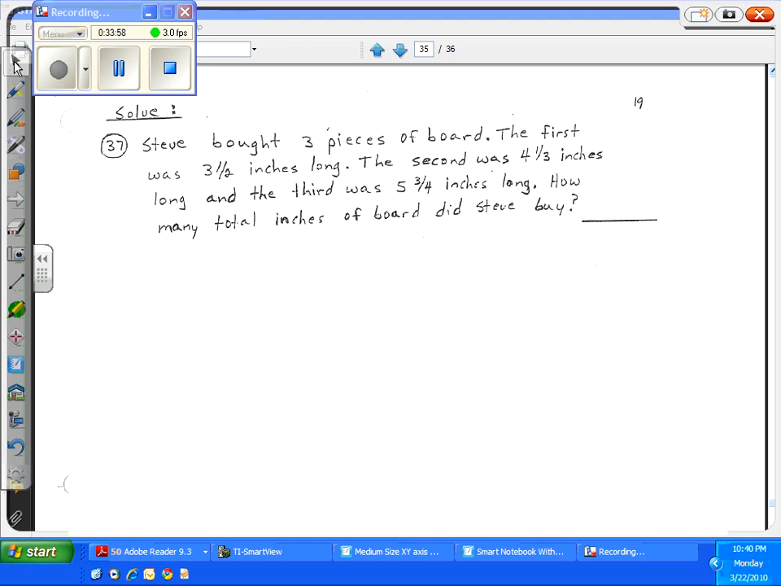Steve bought 3 pieces of board. The first was 3.5 inches long. The second was 4 1/3 inches long, and the third was 5 3/4 inches long. How many total inches of board did Steve buy? Now, total means add, so we're going to add up the pieces. So we're going to have 3 1/2 plus 4 1/3 plus 5 3/4.